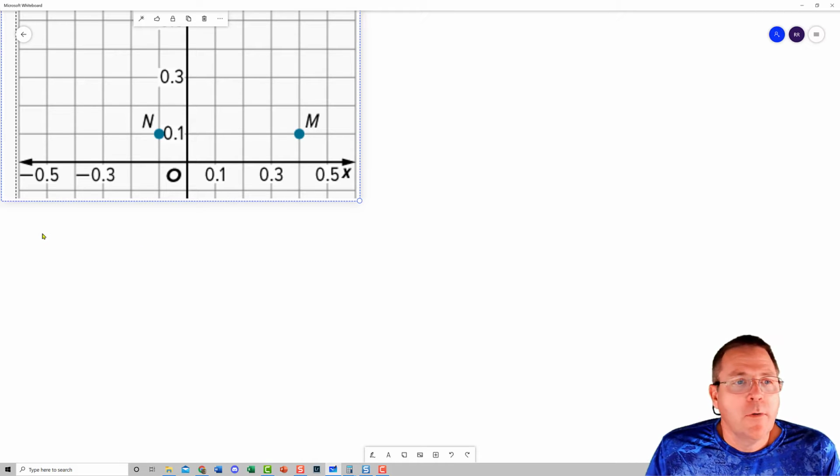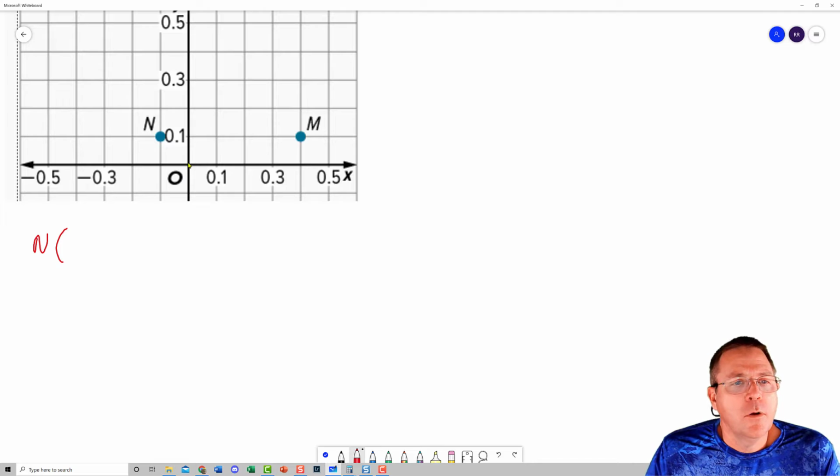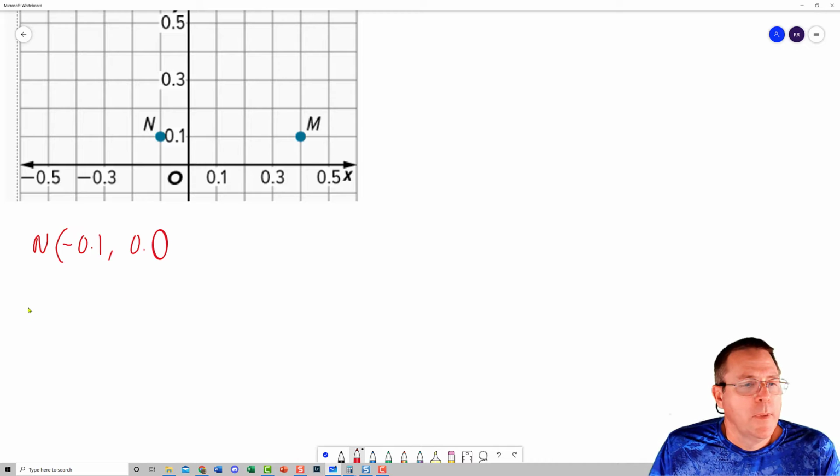Alright, let's take a look at how I'm going to solve this one. First, I'm going to find the coordinates of each point. So point N is going to be located where X is going to be negative. We have this in tenths, so 1/10, 2/10, 3/10. So the X value is going to be negative 0.1 or 1/10, and my Y value is going to be a positive 1/10.